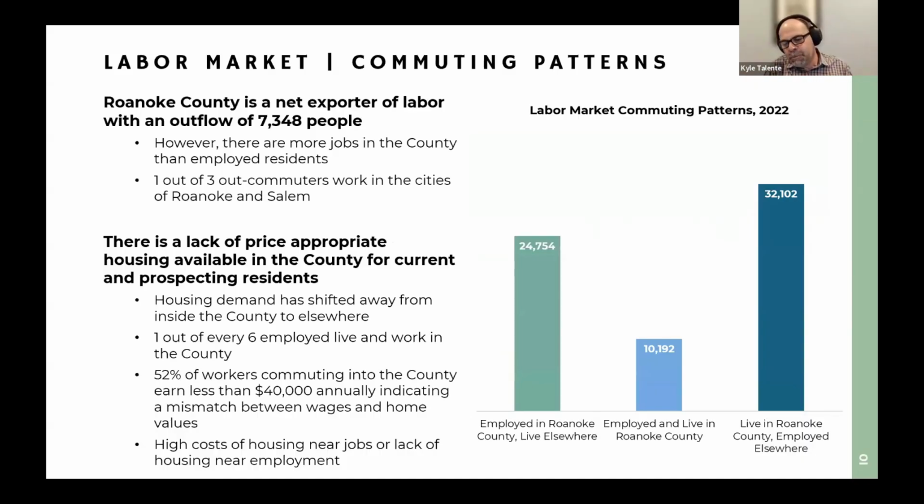I mentioned that the next section we're going to talk about is the workforce piece. The first component that we wanted to take a look at is commuting patterns. People who work in Roanoke County but live outside the county, people who live and work in Roanoke County, and people who live in Roanoke County but work outside the county. And so those are the three buckets that you're looking at. And that's the data that you're looking at here on the screen.